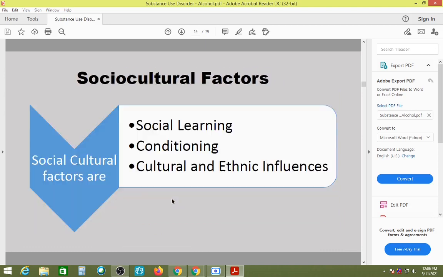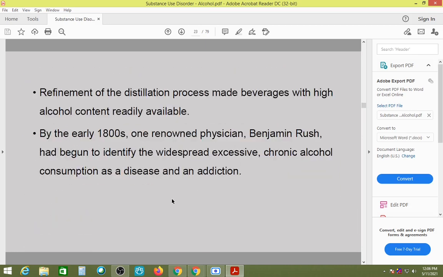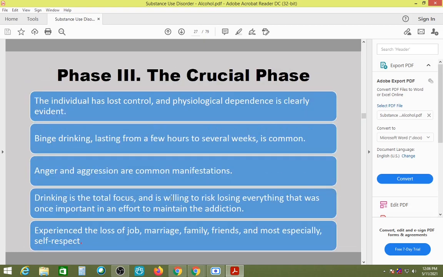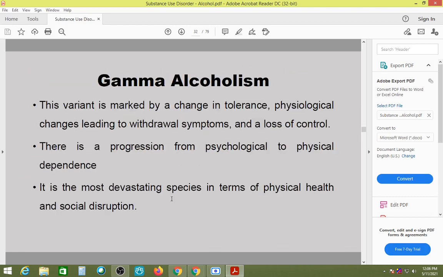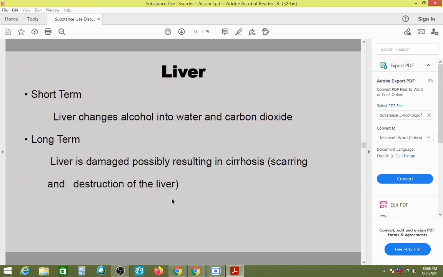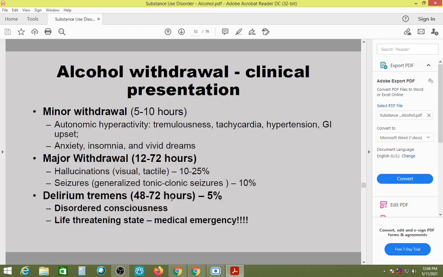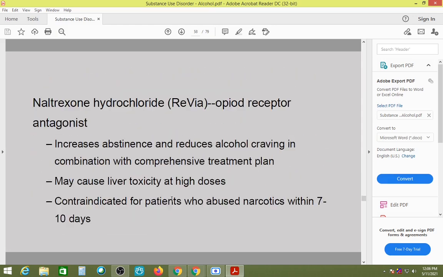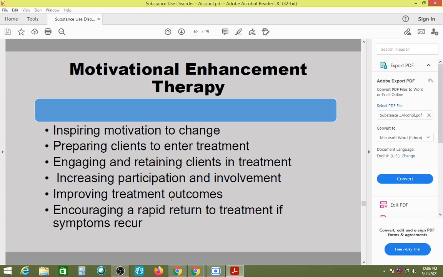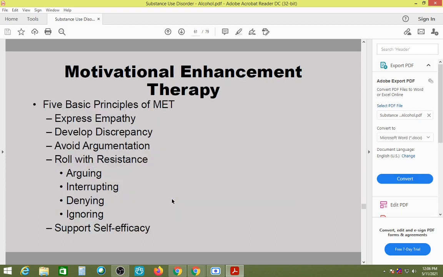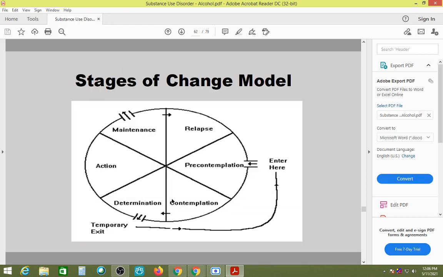So let's go to the slides. We're done with this. In the last class, we had stopped on the MET, what motivational enhancement therapy is all about, and let's just review the basic principles and we will see why it is important.